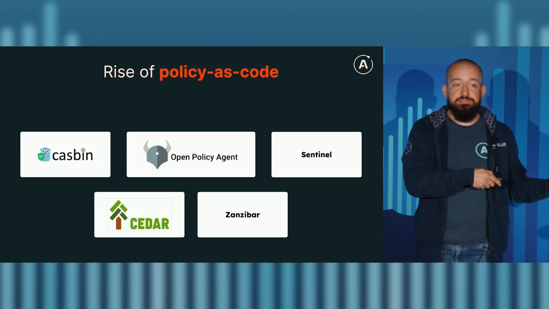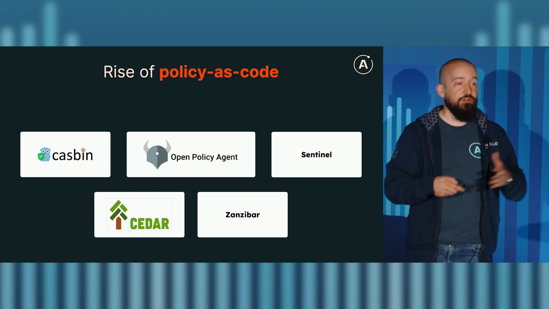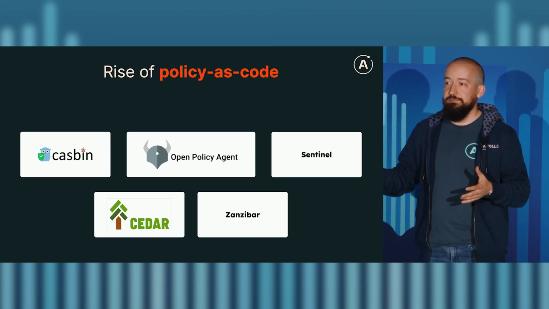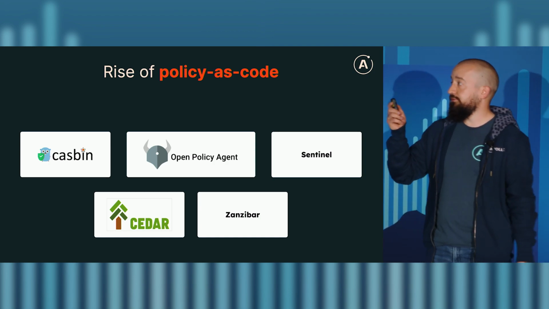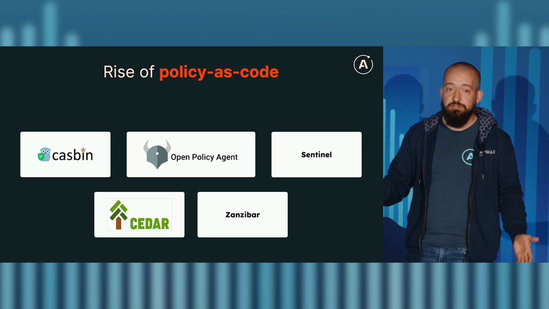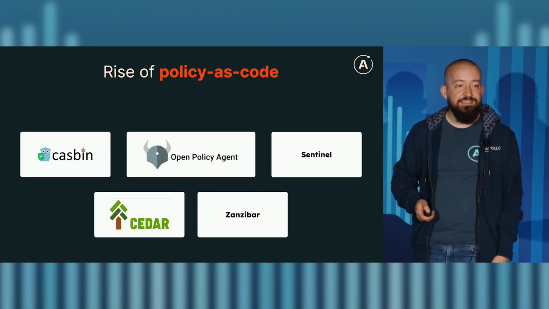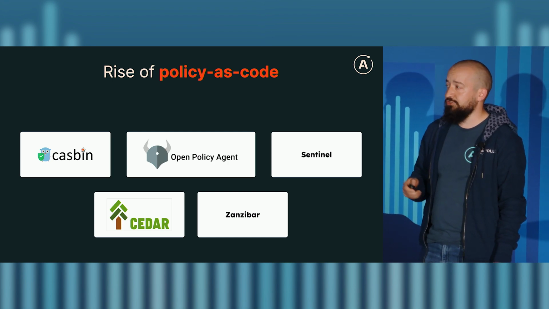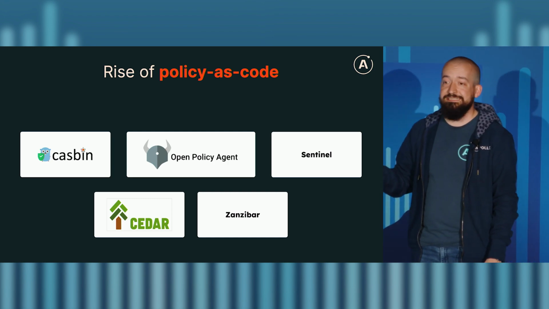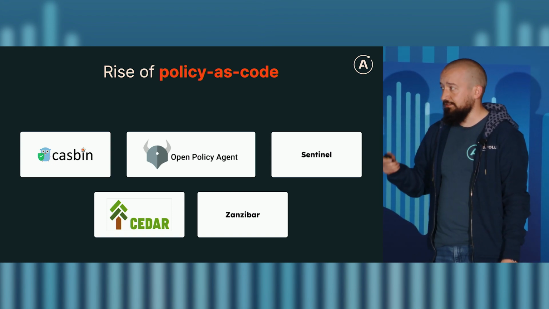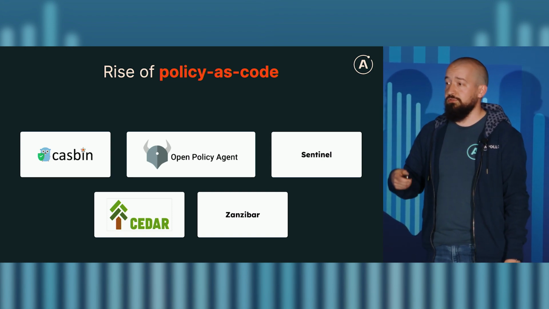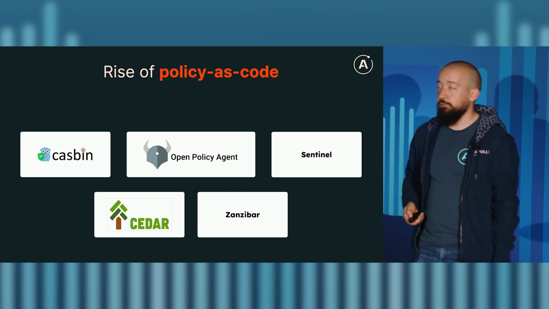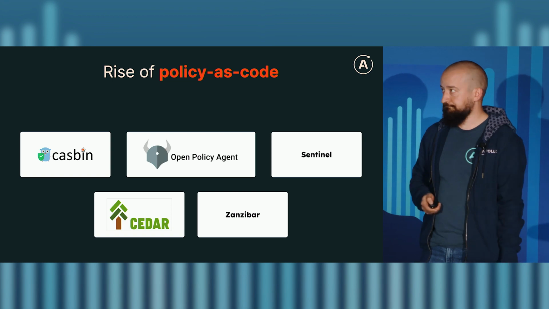And the last 2 days should be an indication of how far we have come in just a few short years. There's been an absolute rise in the policy as code toolchain. I threw 5 up here on the screen, but there are even more players in the space, some of whom are here today. But Casbin is a great example. Open Policy Agent, or OPA, it's a recently graduated CNCF project. Sentinel, Cedar, Zanzibar. Some of these are put out by Google, some of these are put out by AWS, and some are open source. The open source ecosystem around this is incredible.